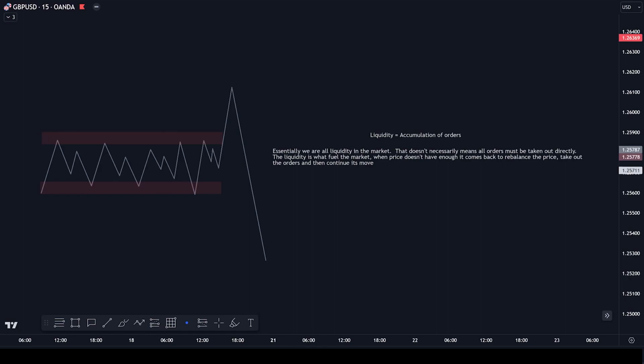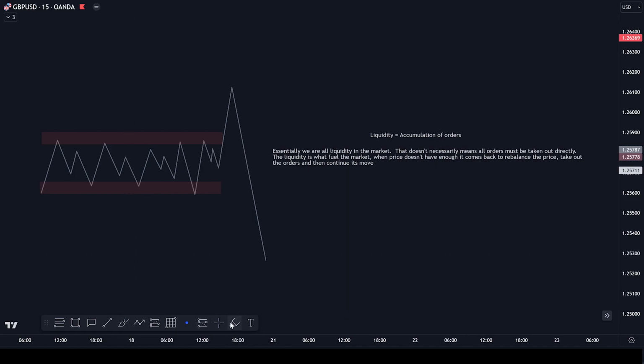Price tends to react even more to the liquidity areas, which is very important in order to catch a very good move. Simply, liquidity is the accumulation of orders that we have in the markets. Essentially, we are all liquidity in the markets. That doesn't necessarily mean all orders must be taken out directly.